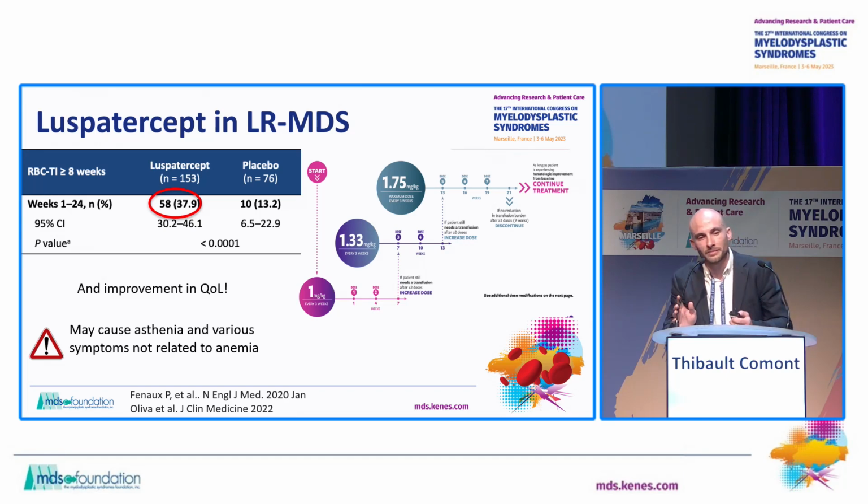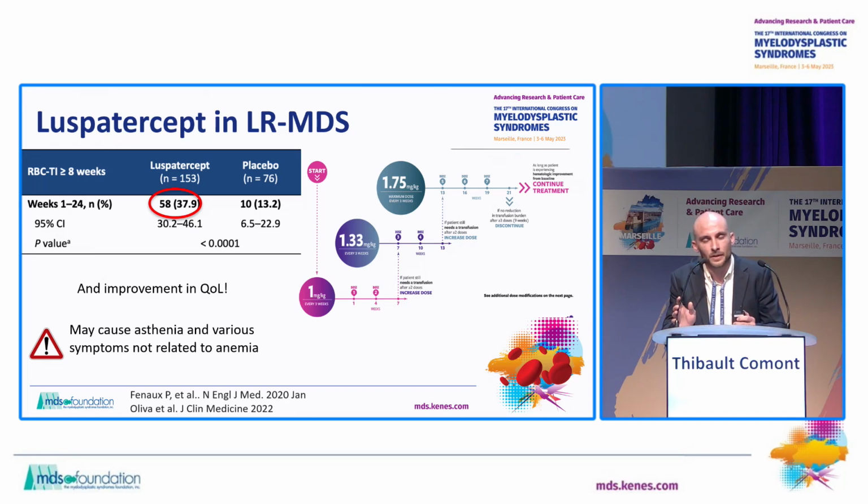The most important trial, the phase 3 MEDALIST trial, showed that close to 40% of patients treated with luspatercept achieved the primary endpoint of RBC transfusion independency for 8 weeks or more, compared to the patients receiving placebo, which had 13%. I can show you, but okay. So 40% compared to 13%.